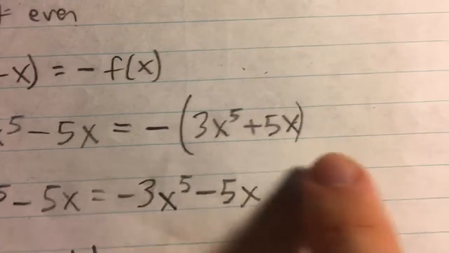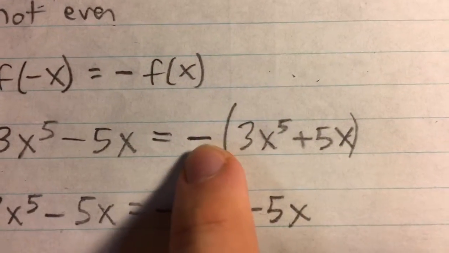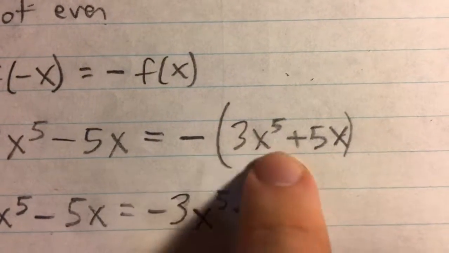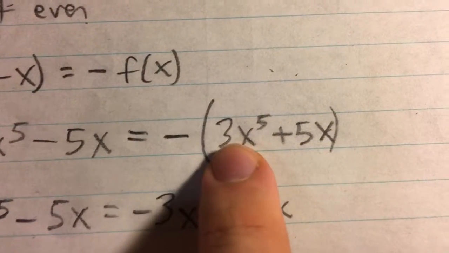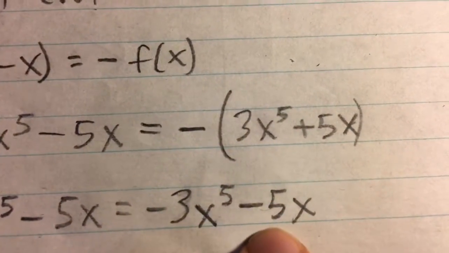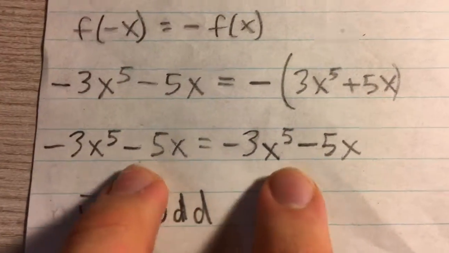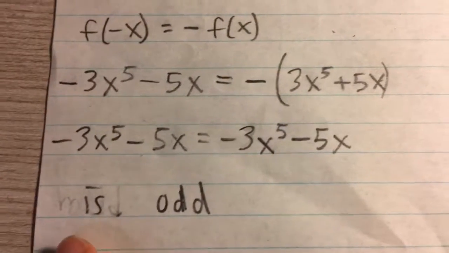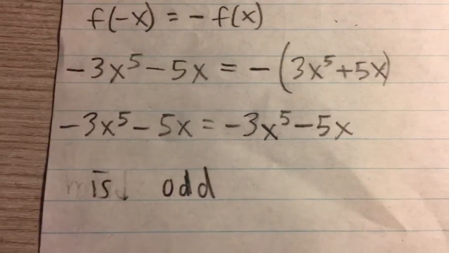And now if I simplify the right side, I apply the negative 1 to both of these terms. So I get negative 3x to the fifth and negative 5x. And you can see these two sides are equal. So this is an odd function.